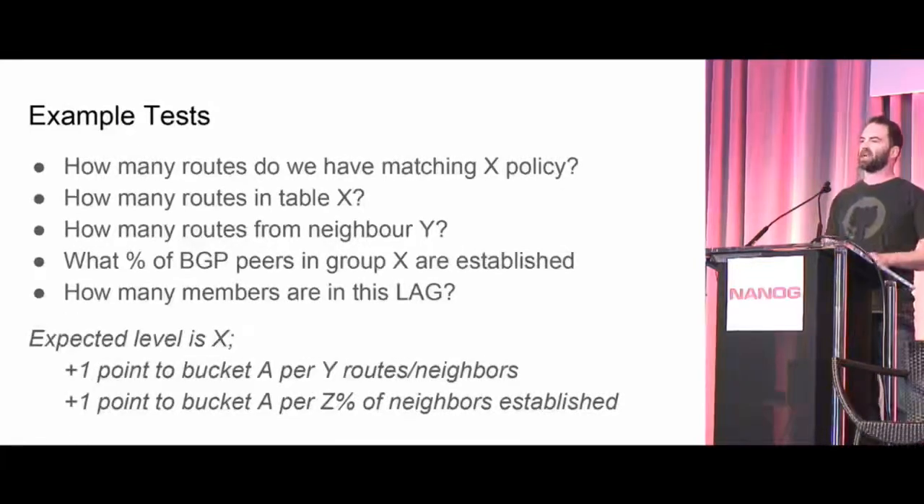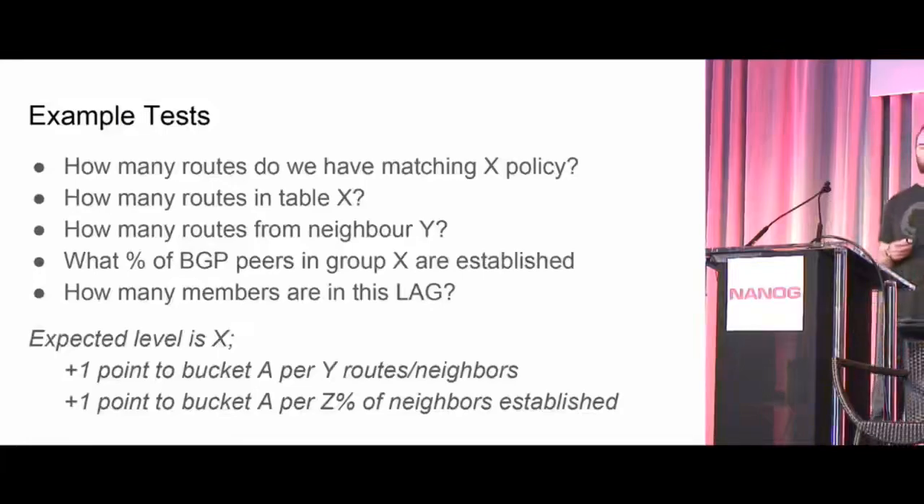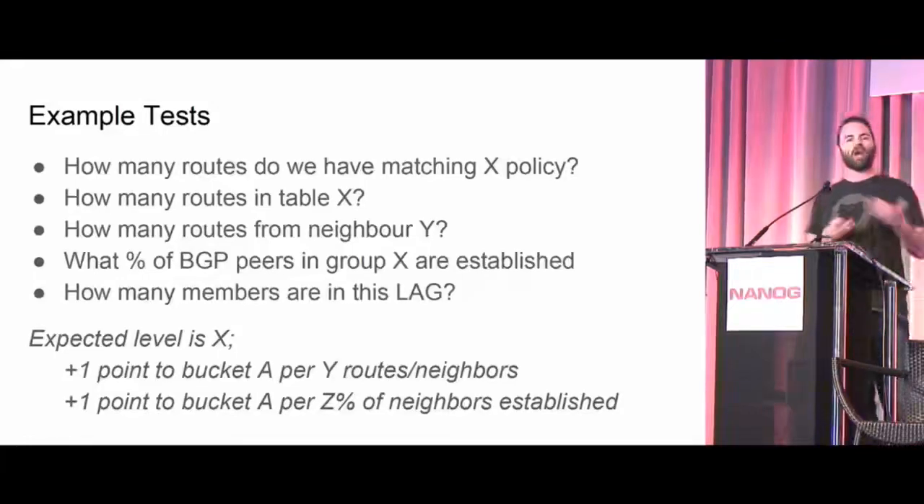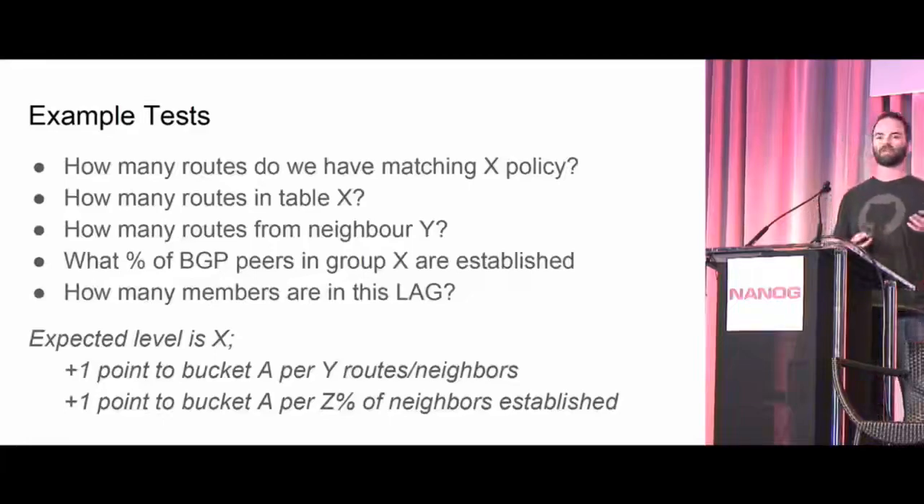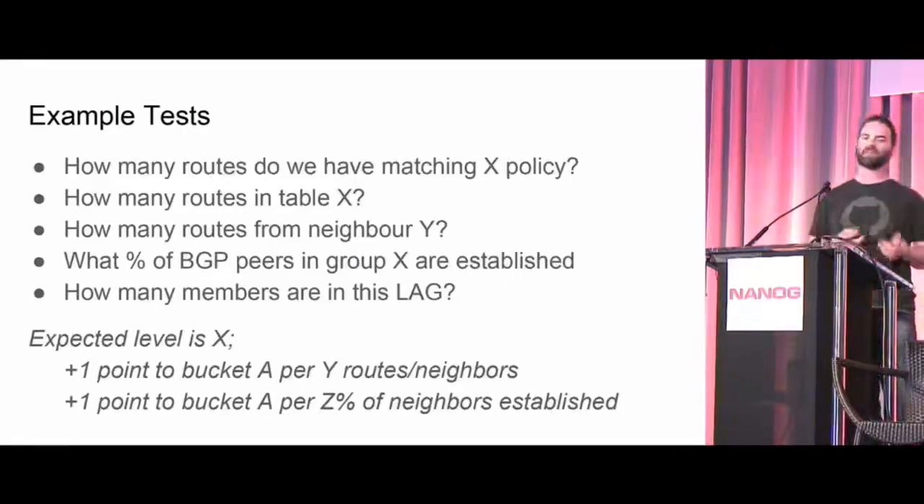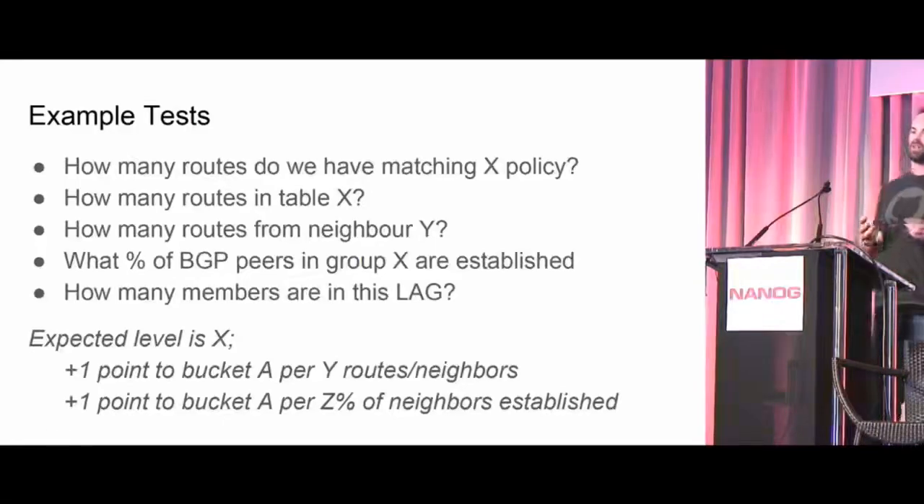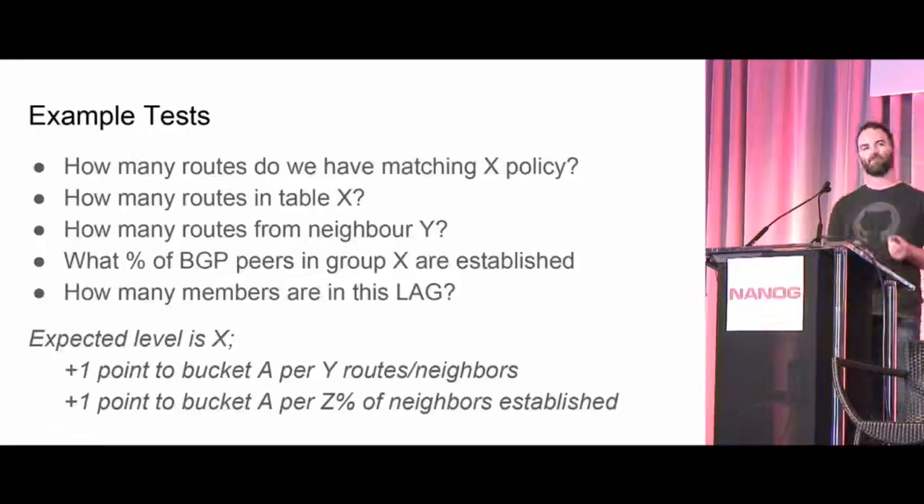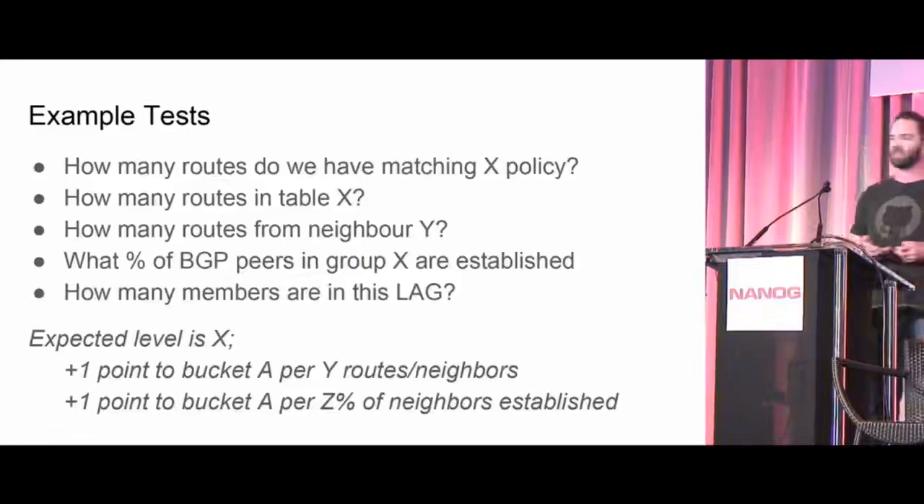So tests. How many routes do I have matching a particular policy? Or perhaps maybe I want to determine how many routes I have in a given table. Or the number of routes that I'm learning from a particular neighbor and make a decision based on that. We also came up with the concept of a percentage of BGP peers that are established in a particular group. So if you have an iBGP peer or a full mesh, maybe you want to ensure that you have 90 or 95% of your BGP sessions established before a router goes into service.